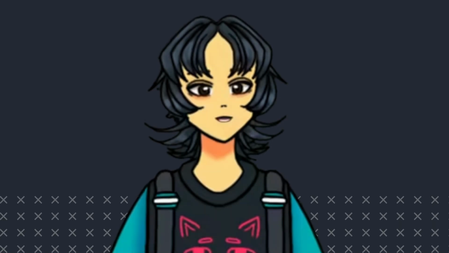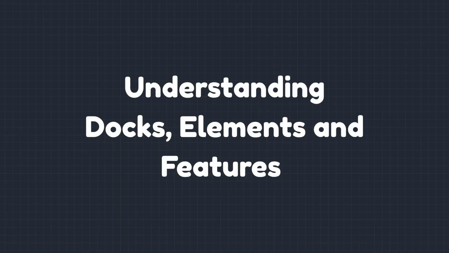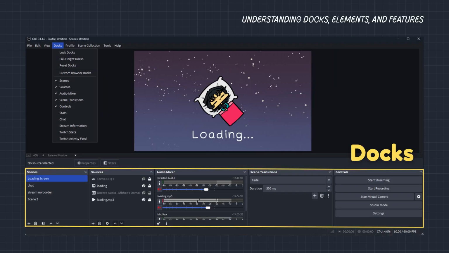We can now proceed to understanding docks, elements, and features. Here you will see the docks that are usually available when you're first starting out. The default docks are scenes, sources, audio mixer, scene transitions, and controls. This is where you tinker with the layouts, the audio, and the overall performance of your stream.